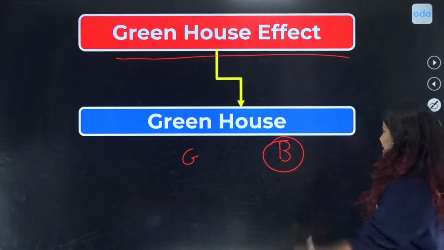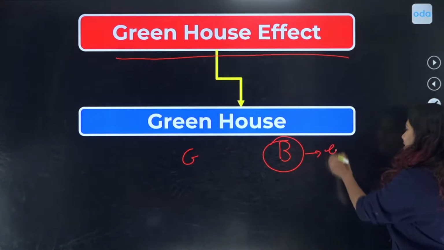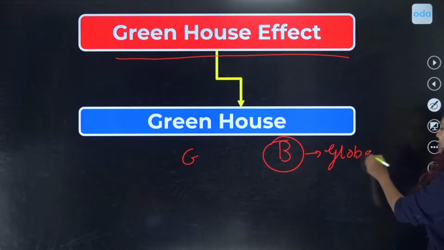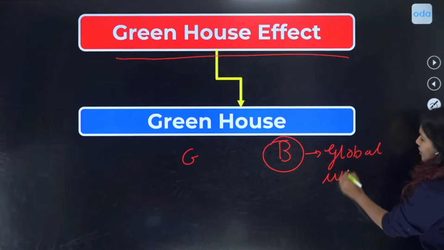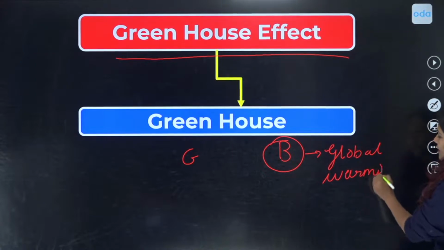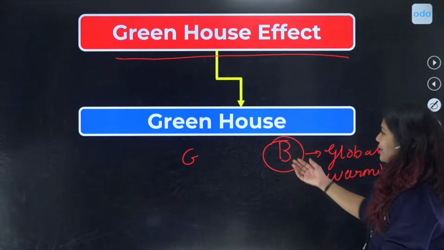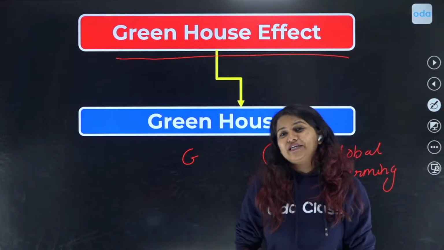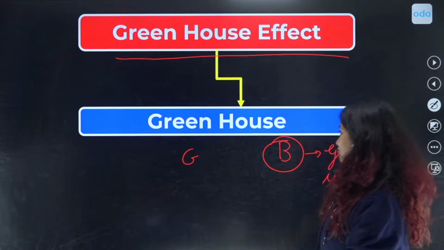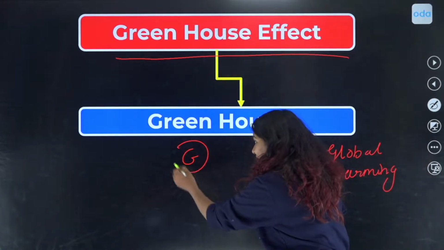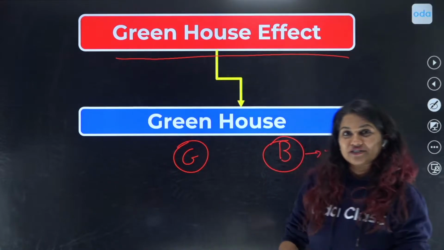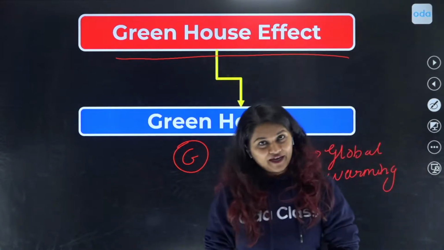Because it is the cause of global warming, which is our topic of learning today. Yes, you are already aware of the bad side of the greenhouse effect. Now, let me take you to the good side as well. So, what is the good part about the greenhouse effect?